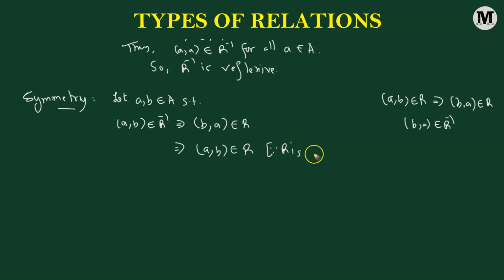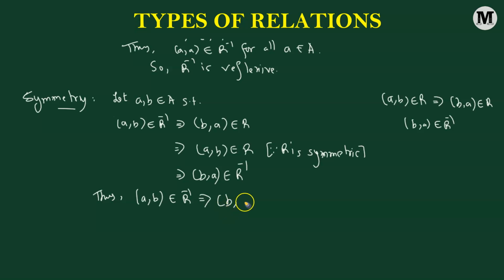Since R is already an equivalence relation, it is symmetric by default. So we are saying that (a, b) belongs to R, provided (b, a) belongs to R. Now, if (a, b) belongs to R, then we interchange the elements within the ordered pair to get (b, a), and (b, a) must belong to R inverse. So what we have done is start out by considering the ordered pair (a, b) belonging to the inverse relation R inverse, and we were able to show that the ordered pair (b, a) also belongs to the inverse relation R inverse, and this is going to be true for all values of a and b belonging to the set A.